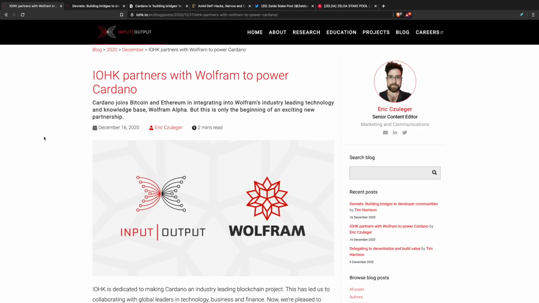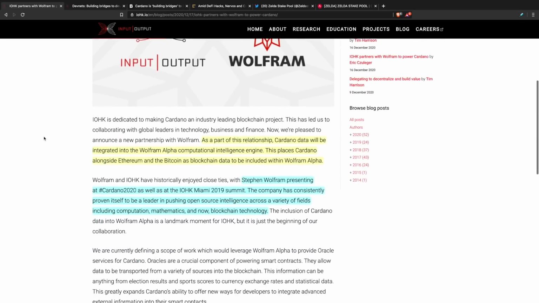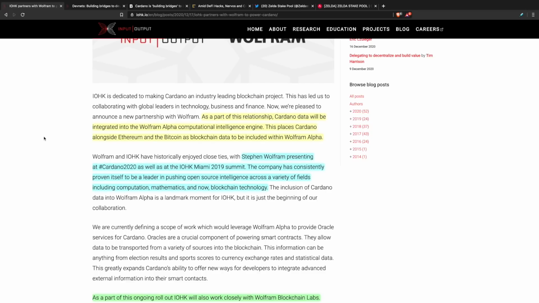So to get things started, IOHK partners with Wolfram to power Cardano. As part of this relationship, Cardano data will be integrated into the Wolfram Alpha Computational Intelligence Engine. This places Cardano alongside Ethereum and Bitcoin as blockchain data to be included into Wolfram Alpha. Along with this partnership, essentially Wolfram Alpha is going to provide Oracle services for Cardano. Very interesting development as we see smart contracts being created. We're going to be moving full steam ahead towards Goguen very soon. Oracles are going to allow for data from the real world, such as price data feeds, sports scores, currency exchange rates, all of that information to be integrated into the Cardano blockchain.